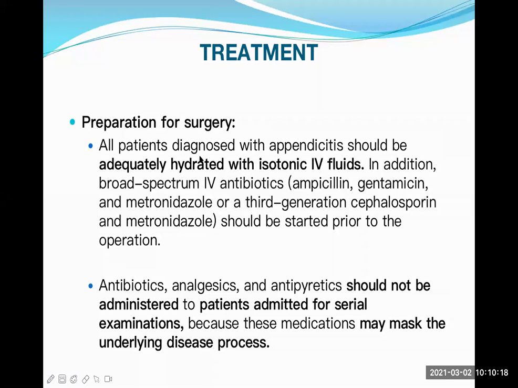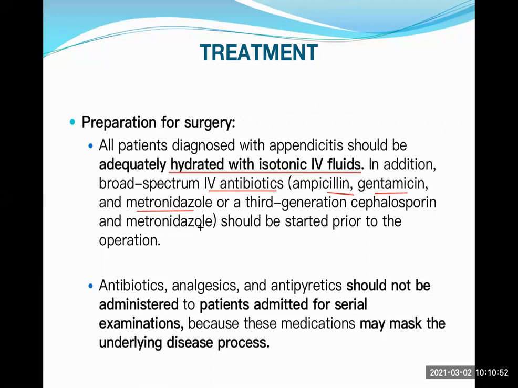See here, all patients who are diagnosed with appendicitis should be adequately hydrated with isotonic IV fluids. These isotonic IV fluids are normal saline or lactated Ringer. Lactated Ringer is preferred. In addition, give a broad-spectrum IV antibiotic: ampicillin, gentamicin, and metronidazole, or a third-generation cephalosporin and metronidazole. Whatever combination you want to use, it's up to you.